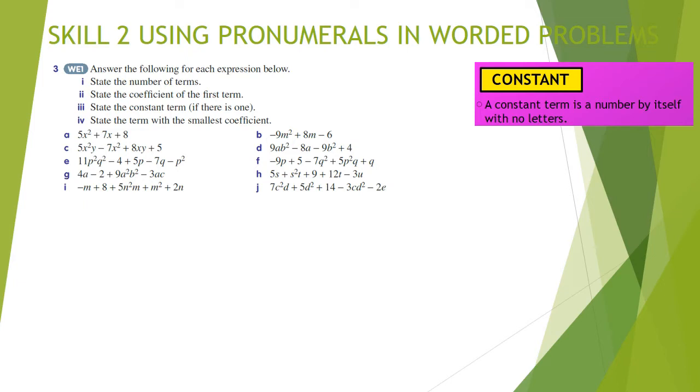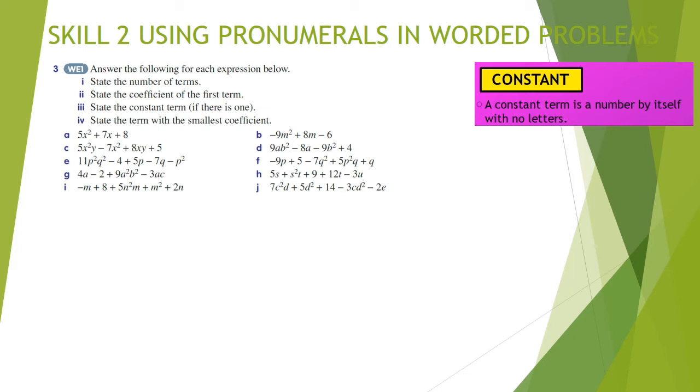Question 3 has 4 parts to it. We need to state the number of terms, state the coefficient of the first term, state the constant term if there is one, and state the term with the smallest coefficient. With part I, state the number of terms. The number of terms is easy to count.